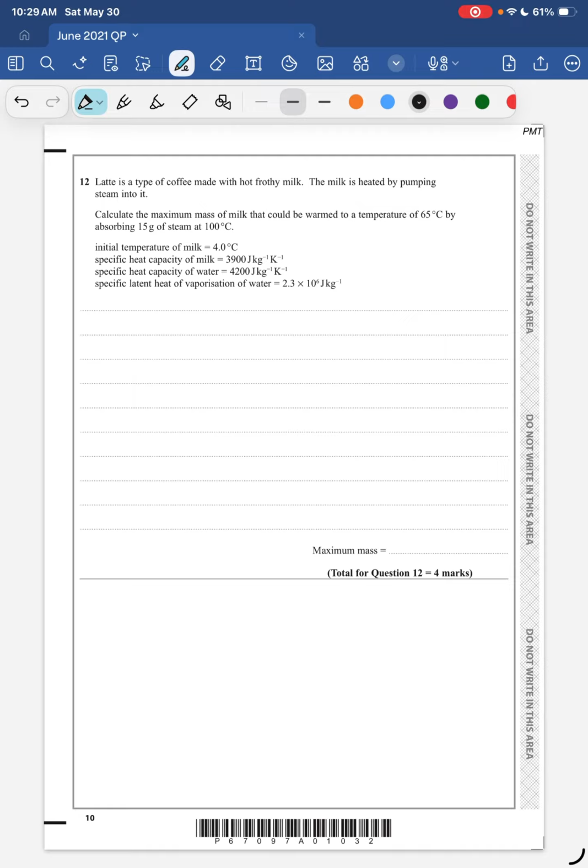Okay, so we pretty much have to set an equation here. So the specific heat capacity of milk, let's call it Cm, times the mass of milk times the temperature change for milk. The energy needed to do this is going to be provided by the steam first becoming a liquid, which means that we need the mass of steam times the latent heat of steam. So we first have to make steam into water.